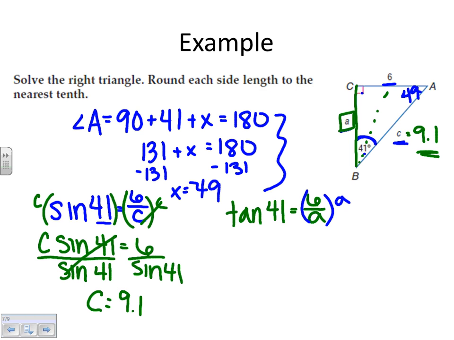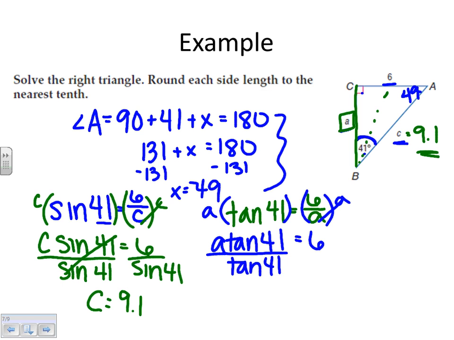So we've got to get it out of the denominator, just like we did before. Those cancel, so I'm left with 6 equals A times tangent 41. Divide by tan 41. Those cancel. A equals 6 divided by tangent of 41, which is 6.9. And now we have all of our angles and all of our sides, and this triangle is solved.